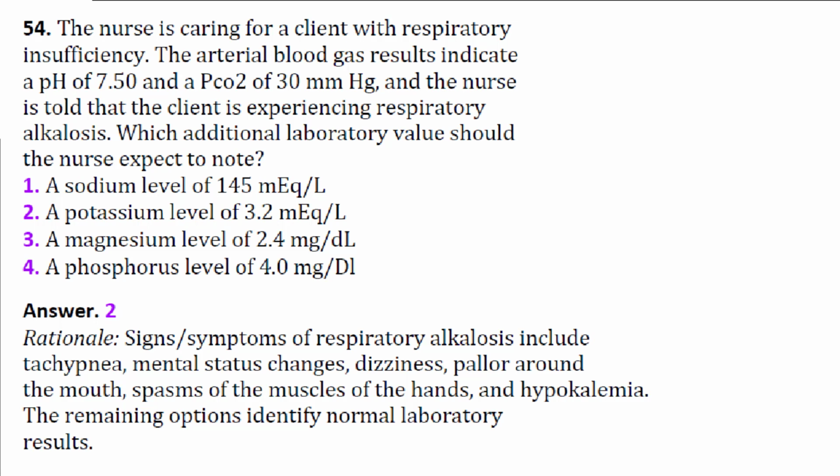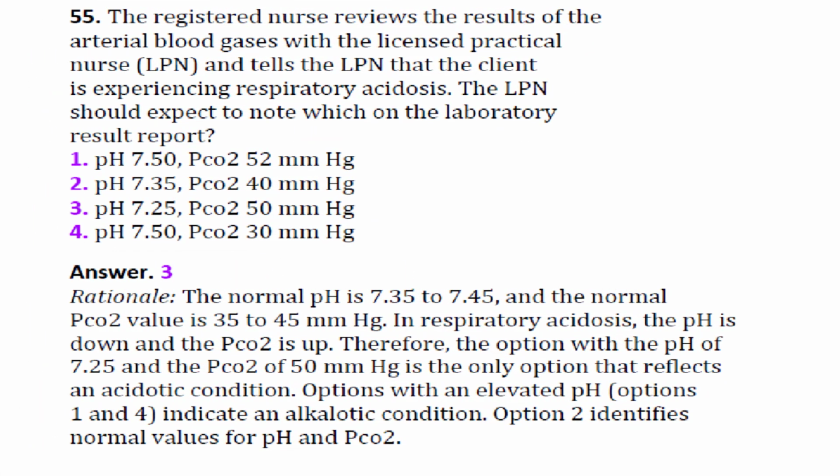The remaining options identify normal laboratory results. 55. The registered nurse reviews the results of the arterial blood gases with a licensed practical nurse, LPN, and tells the LPN that the client is experiencing respiratory acidosis. The LPN should expect to note which on the laboratory result report.